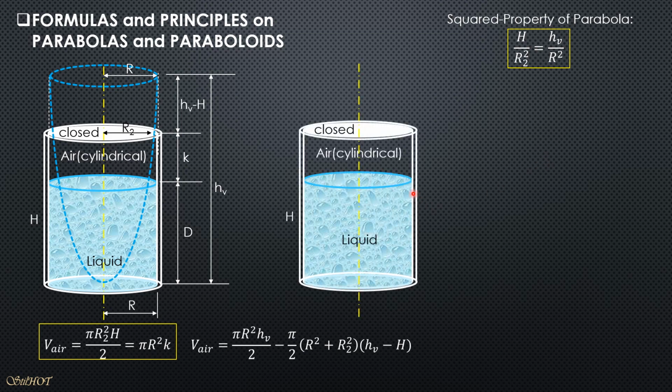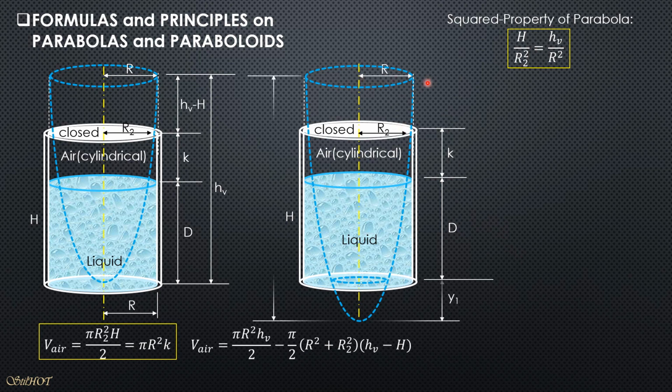Now for this same closed cylindrical tank, we have a situation where the imaginary parabolic surface will extend beyond the bottom, so we have an exposed bottom here because of very high value of rotation, angular speed. So same condition, and we have here big R, R sub 2, R sub 1, then Y1.